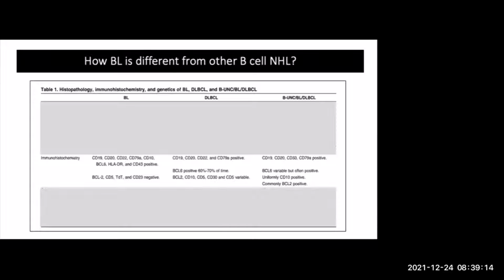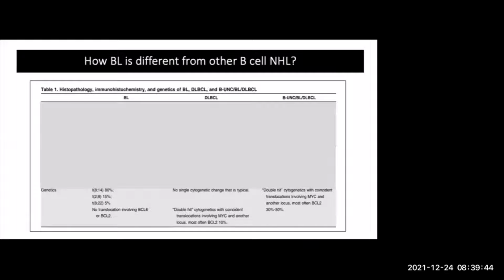On IHC, all three entities express B-cell markers such as CD19, CD20, CD22, while Burkitt's always expresses germinal center markers such as CD10 and BCL6, and BCL2 is never expressed in Burkitt's lymphoma. The germinal center markers in DLBCL and other high-grade lymphomas are variable, and they may or may not express BCL2.